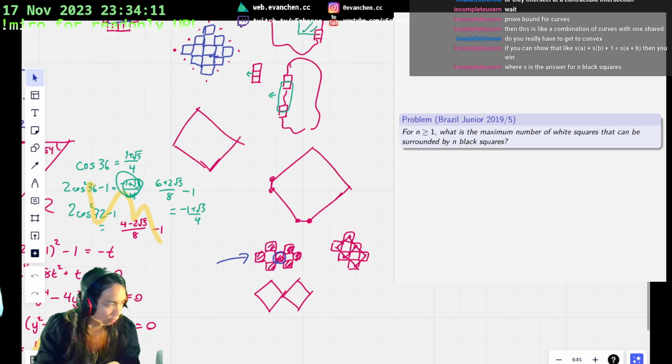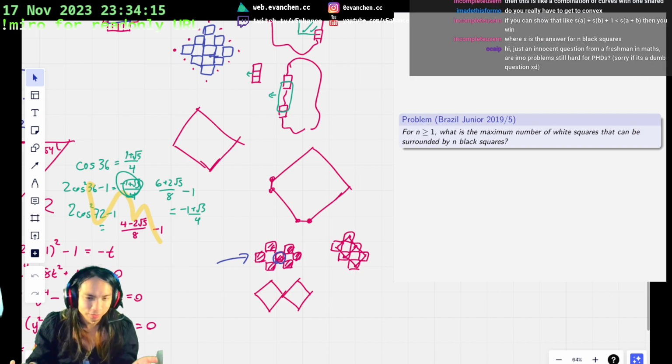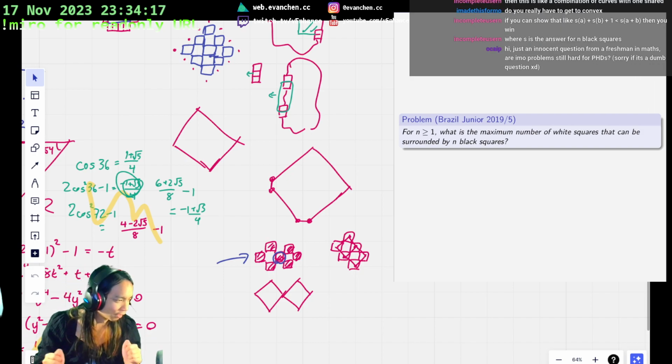Do you really have to get to convex? What do you mean? Yes, you have to. I agree, it's obviously true. I just don't know how to write down a proof.